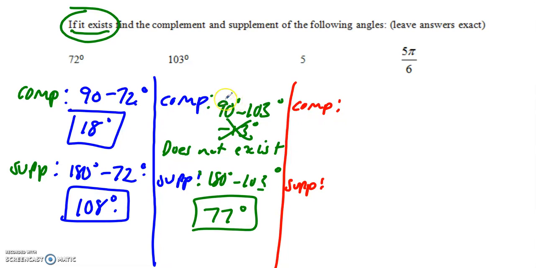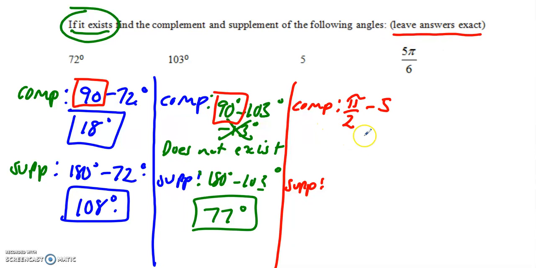This time, for these two examples, we took 90 minus, but now that we're in radians, it's going to be pi over 2 minus the current angle, because pi over 2 is equivalent to 90 degrees. Now, because the directions say leave the answer exact, it's almost correct, except because this is technically a fraction, this is really 5 over 1, so we would need to find a common denominator.